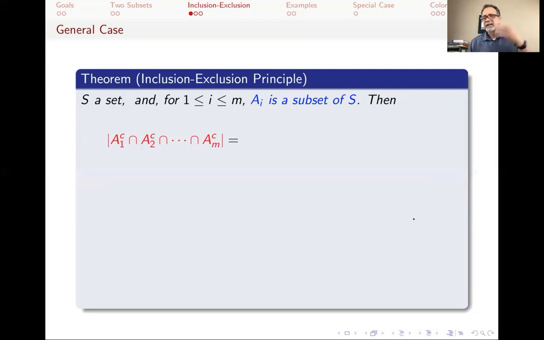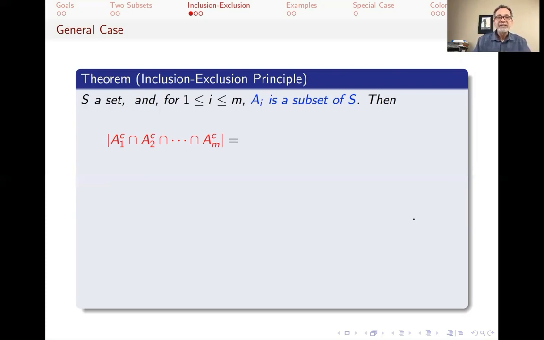How does this help us in a combinatoric situation? These subsets could be the elements that have a certain property. You want to count some set, and the A's will be the properties that you don't want or you're trying to avoid. If you want to count the size of the union, A1 union A2 union AM, if you know the answer to this question, then you know that the size of S minus this is the size of the union of the A's from the slide that we had very early on.